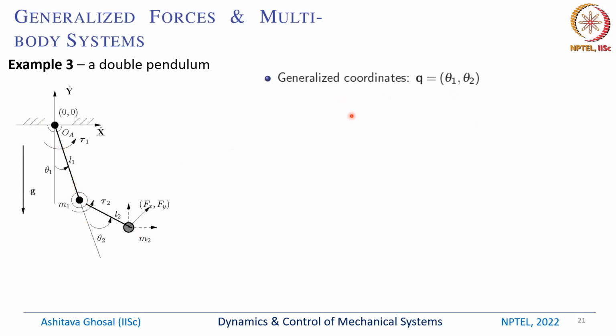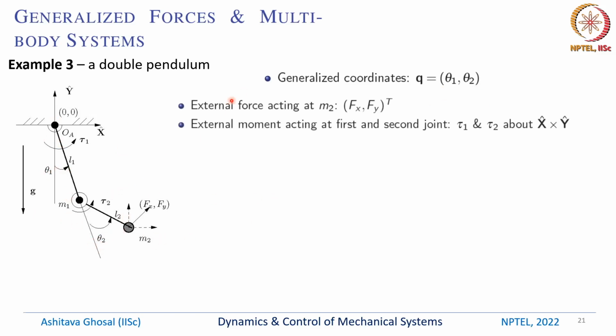The generalized coordinates in this case, the q's, are θ1 and θ2. We have θ1 measured from the vertical and θ2 is a relative angle. We also have an external force acting at this mass M2, which is Fx and Fy, a column vector with Fx and Fy. There are also external moments acting at the first and second joint. These are τ1 and τ2, and they come out of the page, along the vector x cross y.